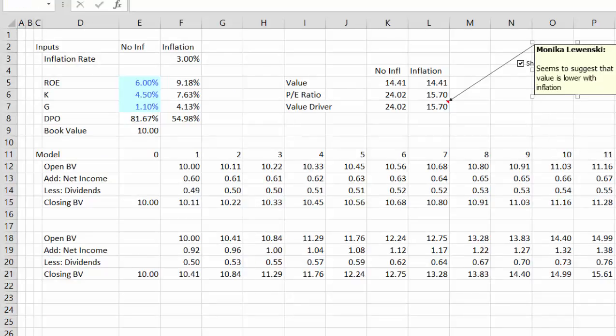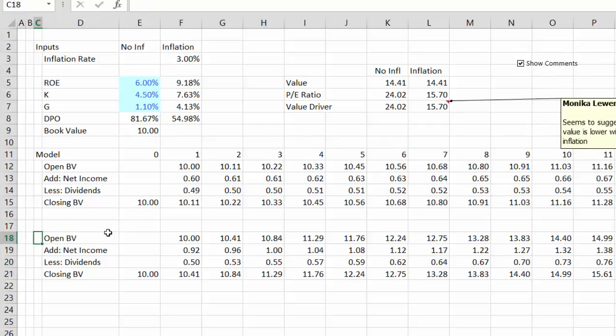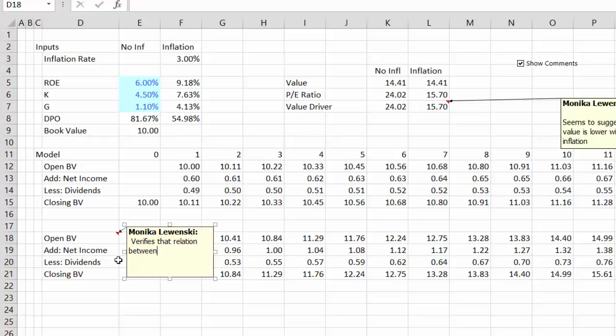Show a comment now. Okay, so this one, just to review, verifies that relation between investments and earnings changes, which suggests lower PE.